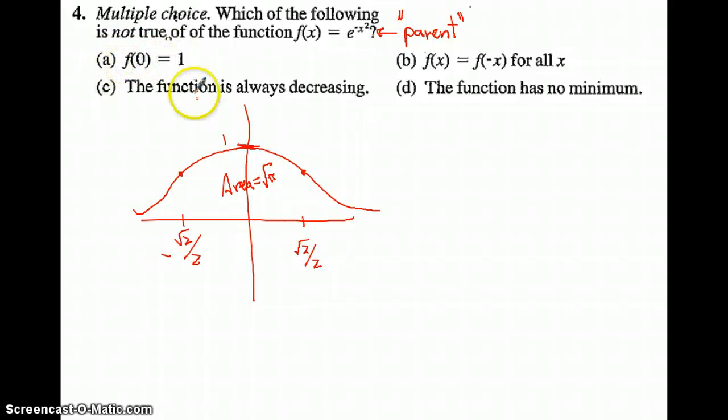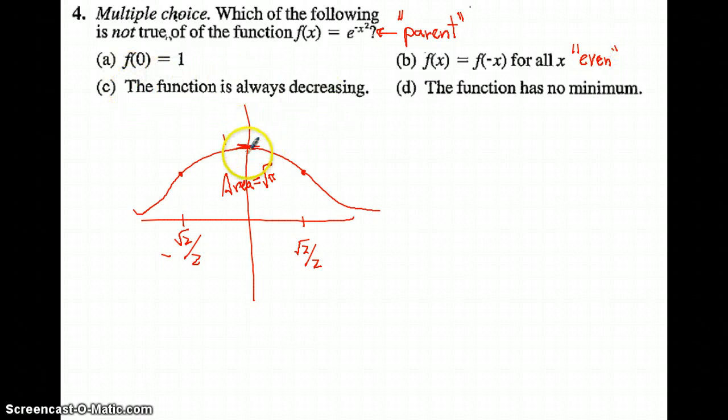All right, function at 0 is 1. Yes, that's true. That's one of the things you should know. The function equals the negative value. The function at x, like over here, equals the same y value as the negative version of that x. Yes, in other words, it's even. That's like saying it's an even function. That's true, so it's not b.